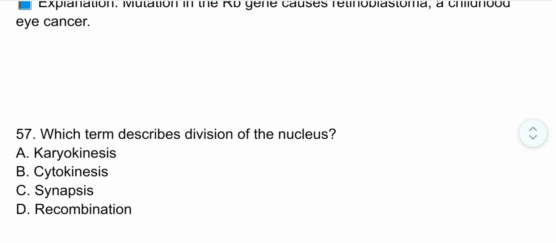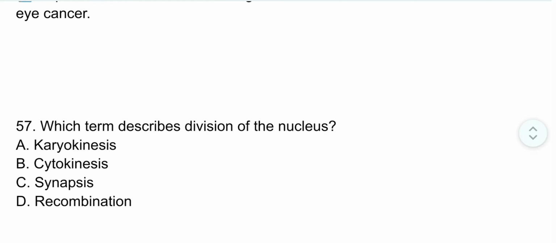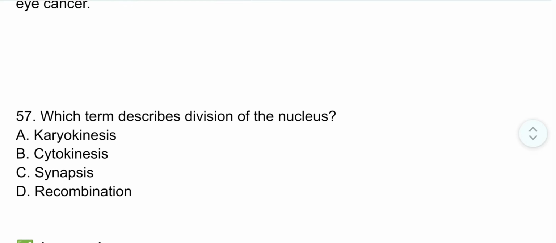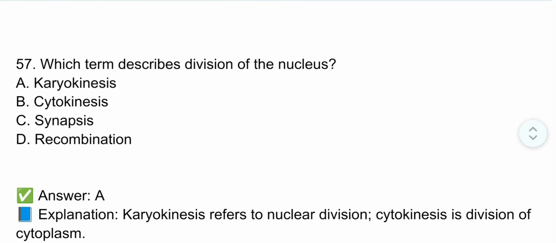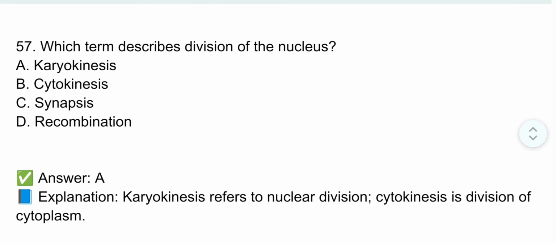Question number 57. Which term describes division of the nucleus? The correct option is option A. Karyokinesis. Karyokinesis refers to nuclear division. Cytokinesis is division of the cytoplasm.